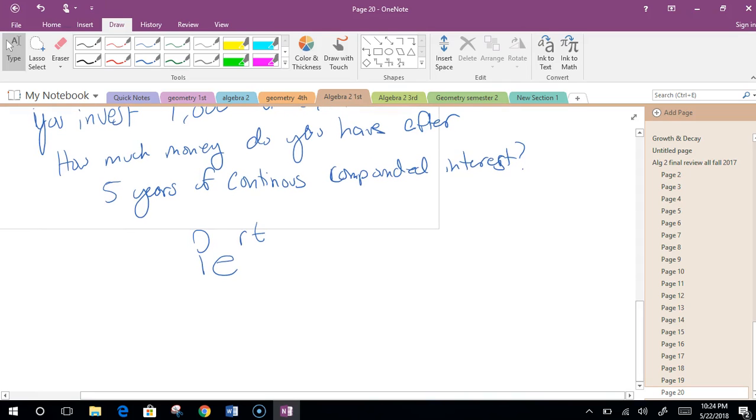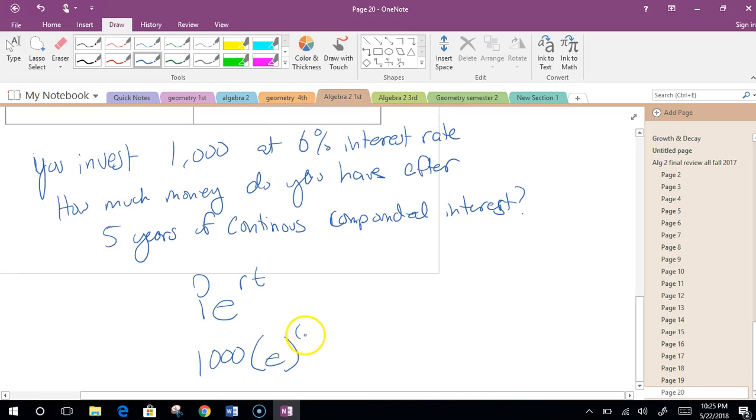Very similar to our standard exponential growth equation. But the thing you really just want to remember is that e is a button in your calculator. So you're just doing 1,000 times e raised to the r, the rate. Well, we said the rate was how much? 6%. So that would be 0.06. And the time, 5 years.